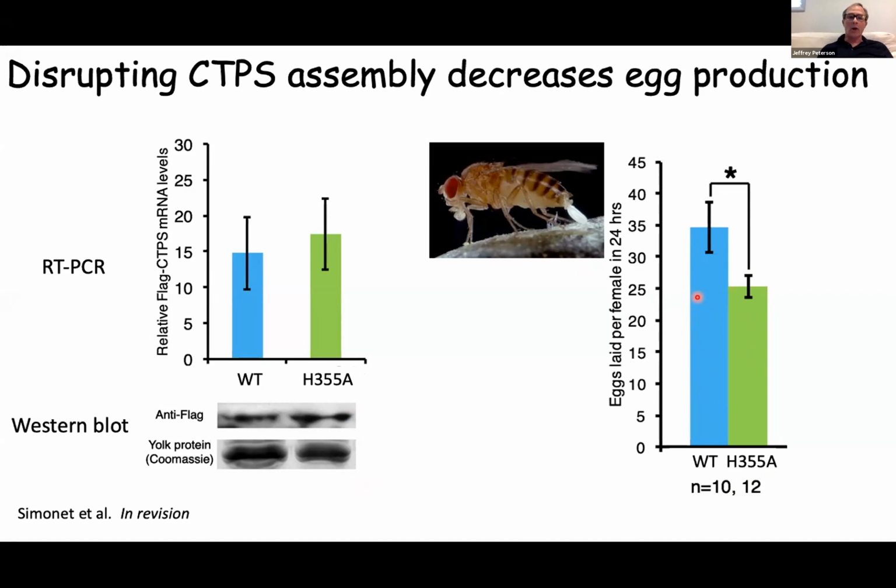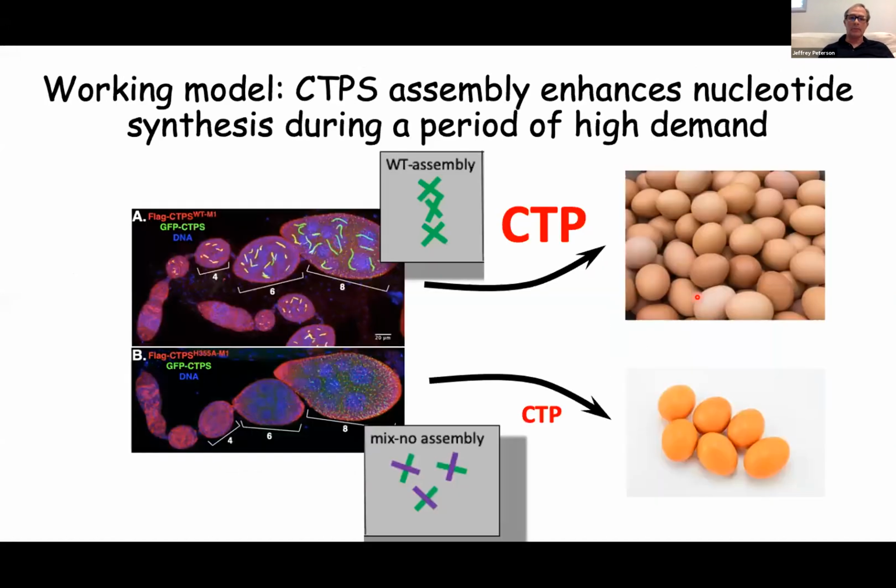And we're working now on establishing this model, which is that assembly of CTP synthase during these developmental stages leads to increased egg production in order to support the production of eggs, and that disrupting assembly lowers CTP production and reduces fecundity.